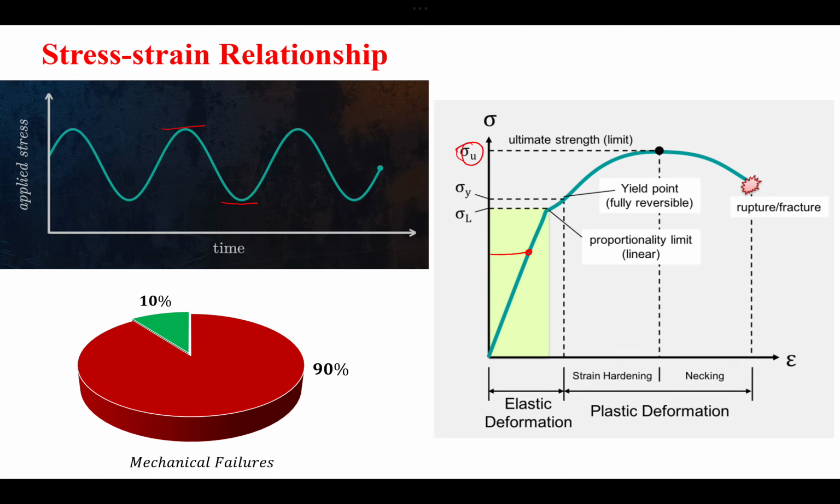It usually just fails at any stress even below the yield point when you have cyclic loading, and 90% of our mechanical failure occurs because of these cyclic loadings. So it is very important to actually understand this cyclic loading and how we can prevent our material from failing it.